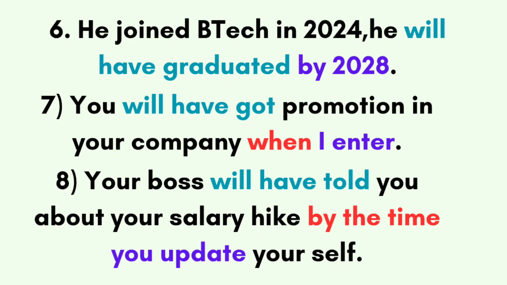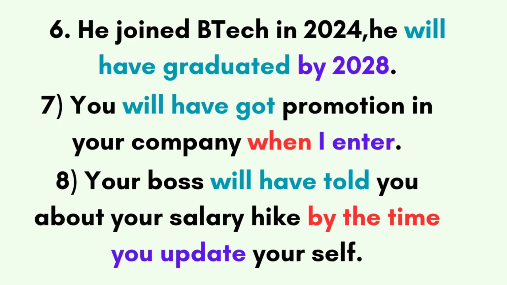Sixth example, he joined BTech in 2024, which means the action started in the past, right? Look at the continuation. He will have graduated by 2028. Here the action started in the past and continues in the present and will be completed by a specific time in the future. Here what is the specific time? By 2028, which means instead of using by you can also use before. Before 2028 he will have graduated.